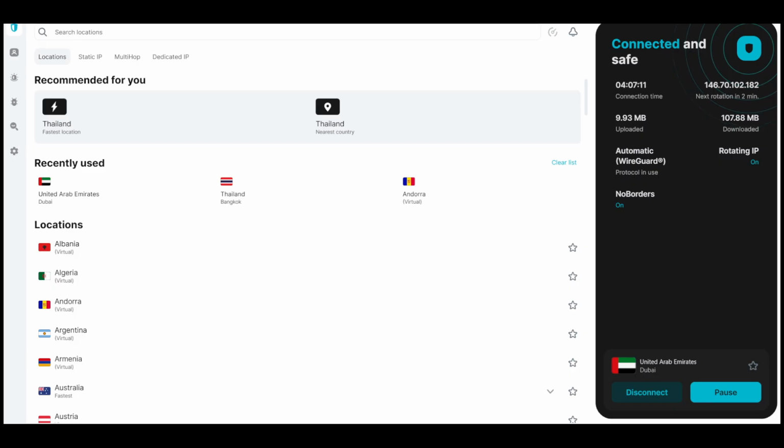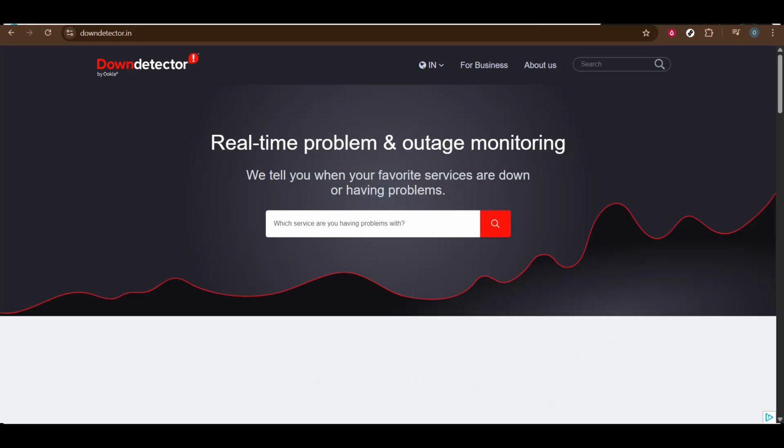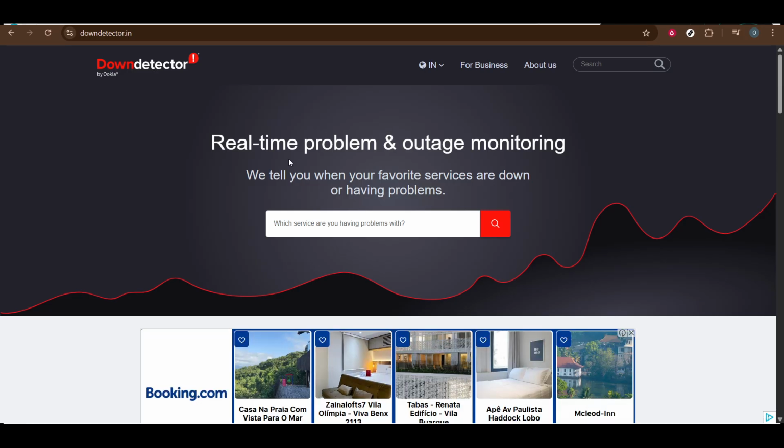Open your web browser and head to Down Detector. Once you're there, use the search bar to look up Surfshark and open its dedicated page. You'll see a chart showing the number of problem reports over the past 24 hours. Think of this as a heartbeat monitor for service health. A flat or low line usually means things are normal.